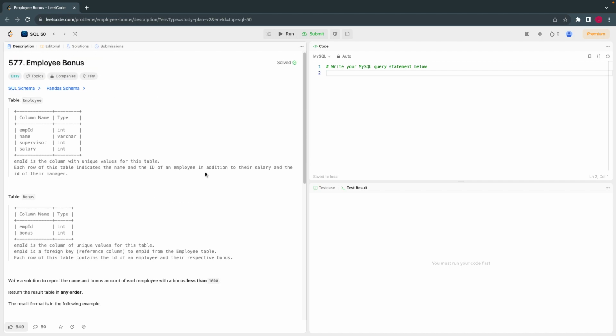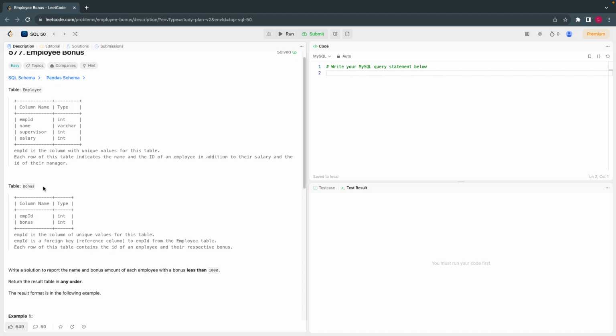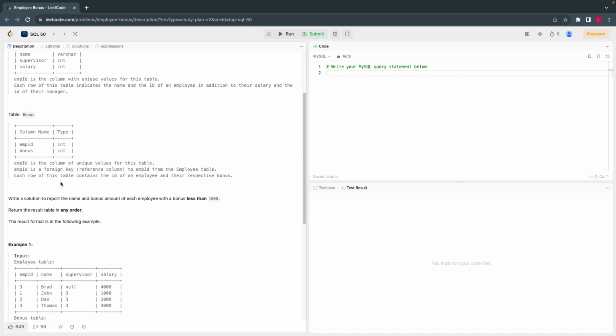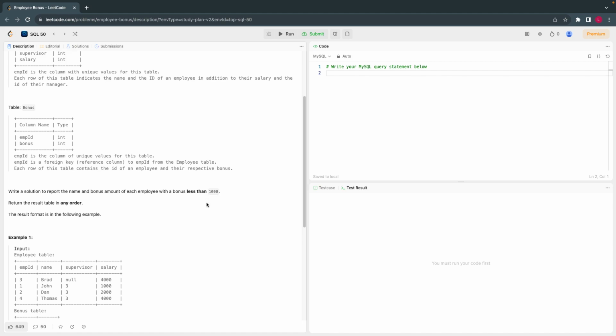Hello everyone, welcome back. Today let's solve the 11th question from Leetcode SQL 15 trick questions. Given two tables, table 1 called employee, table 2 called bonus, we have to write a solution to report the name and the bonus amount for each employee with a bonus less than 1000.